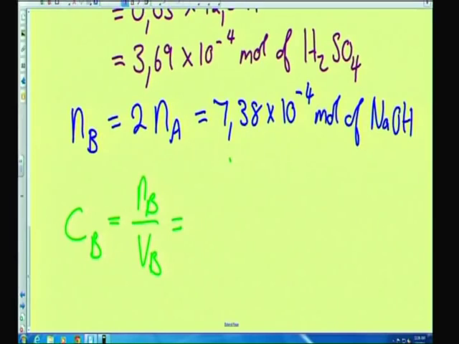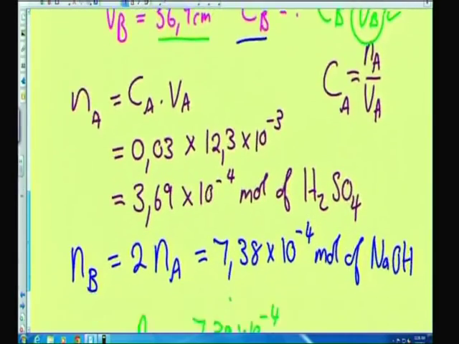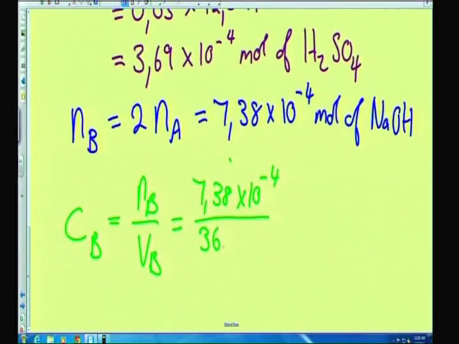Well, we can just write it from there. 7,38 times 10 to the minus 4 divided by 36,9 centimeters. Can I leave it as centimeters? No. I must multiply or divide by 1,000. Multiply by 10 to the minus 3. I like working in scientific notation. I'm multiplying by 10 to the minus 3, which is the same as dividing by 1,000.